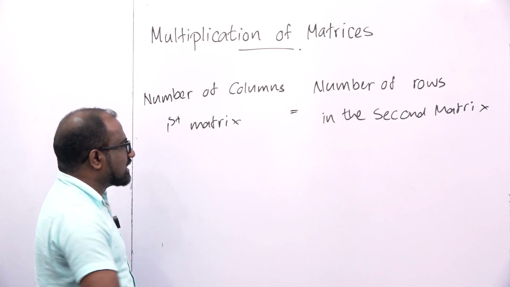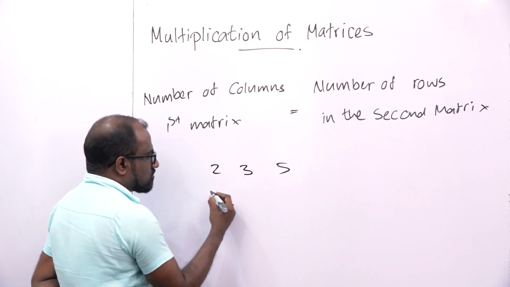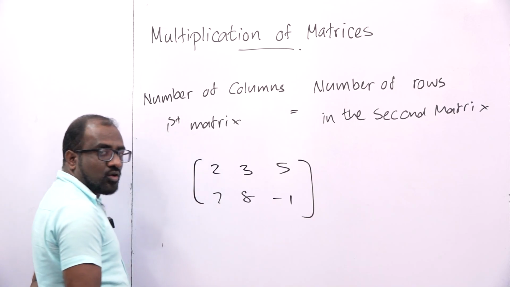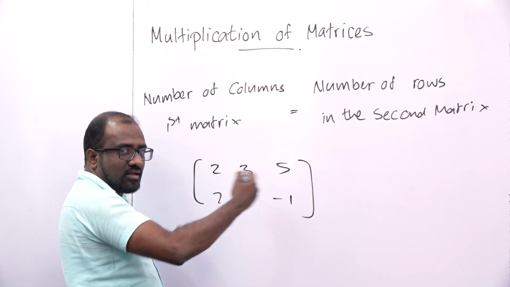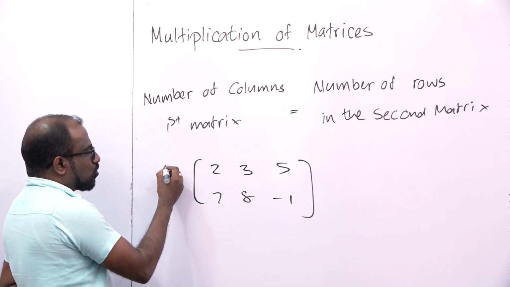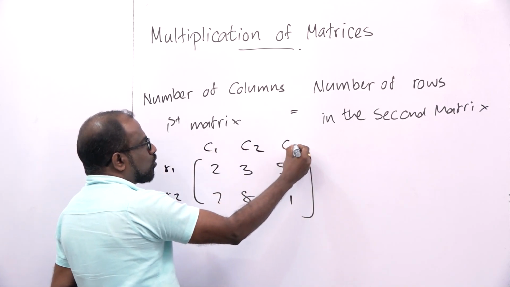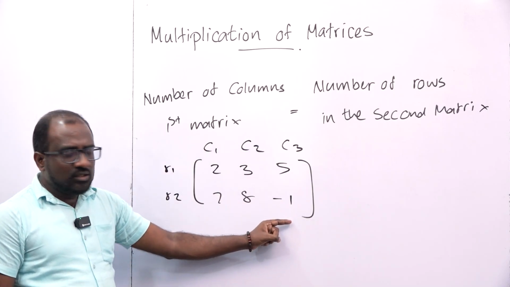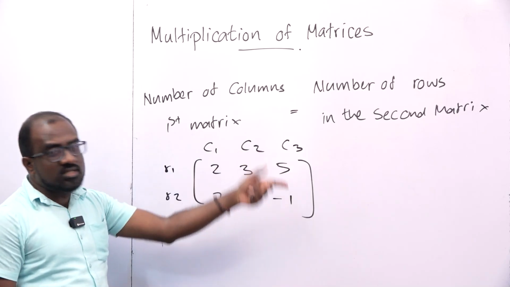Understand? We know that when we take a matrix, for example 2 3 5 7 8 minus 1, rows are horizontal, along the board, so these are rows: row 1, row 2. And column 1, column 2, column 3 are the columns. So the number of columns in the first matrix should be equal to the number of rows in the second matrix.